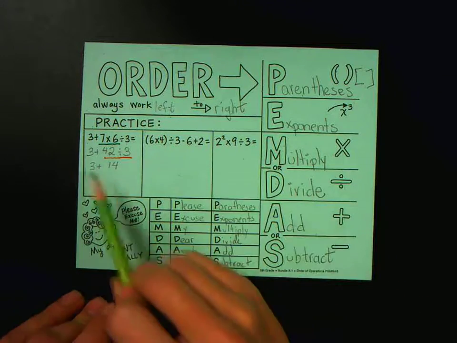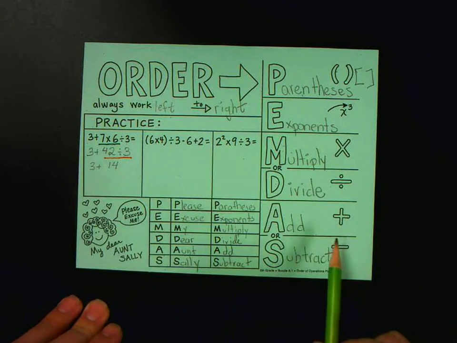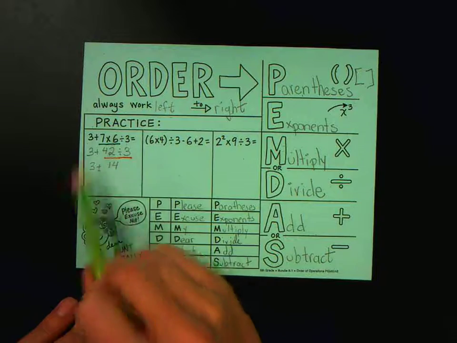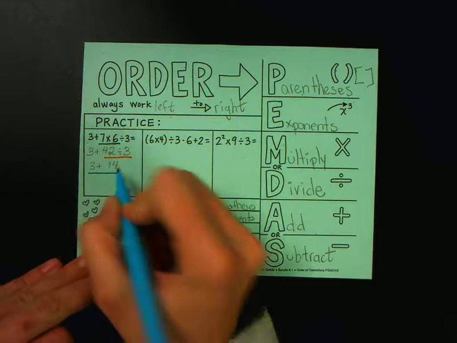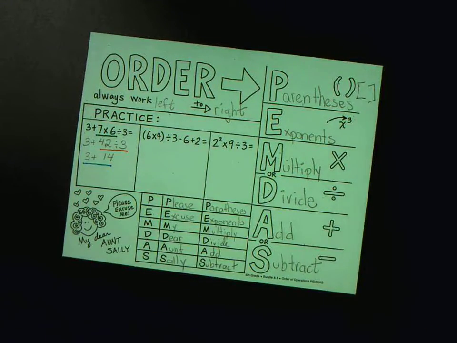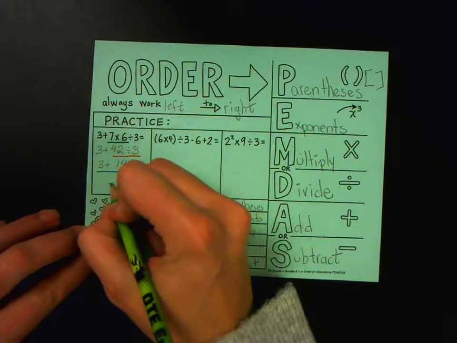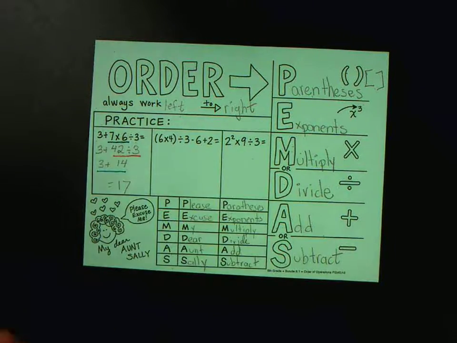All right, I don't see any more multiplication or division. Now I drop down to the addition or subtraction. Do I see any addition or subtraction? Absolutely I do. I see 3 plus 14. And that's going to be 17. So our answer is 17. That's not too bad.